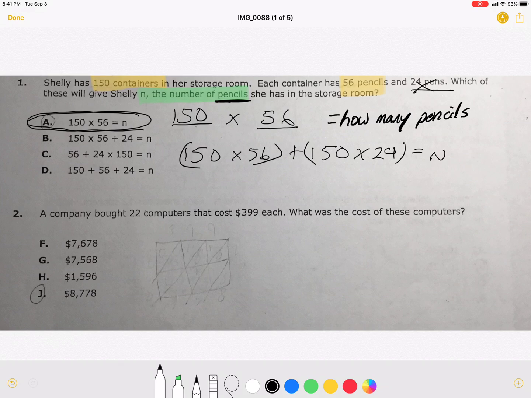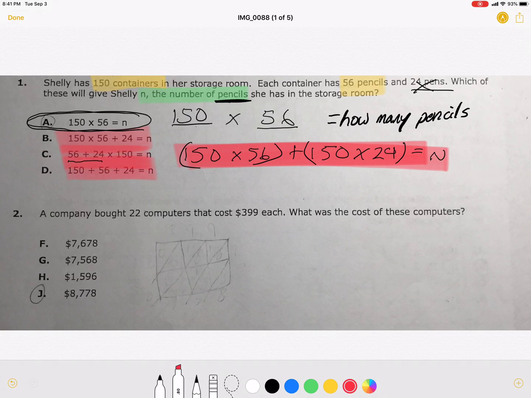But none of these really work out that way. If you did the total sum, you could do this, 56 plus 24 times 150, but that doesn't solve the question either. So basically, none of these are going to work. And you could easily just mark those out as you went through logically. So let's move to number 2.